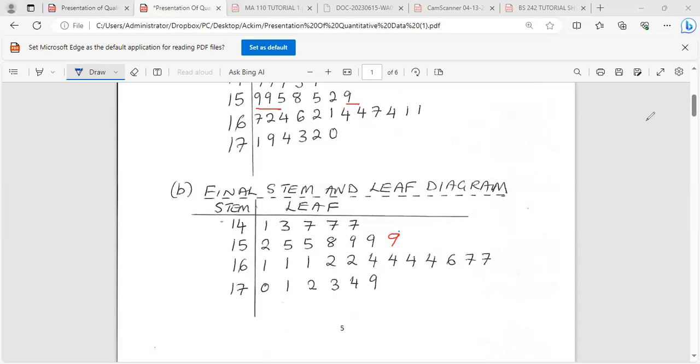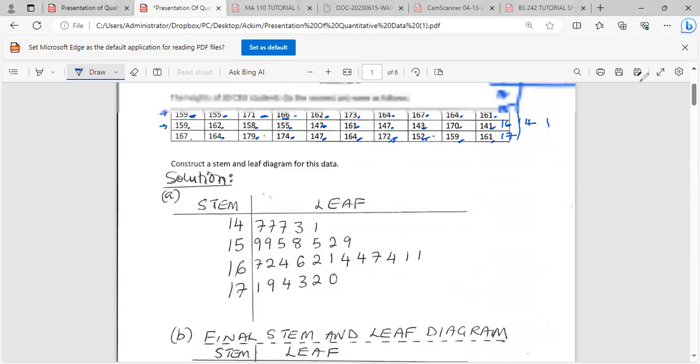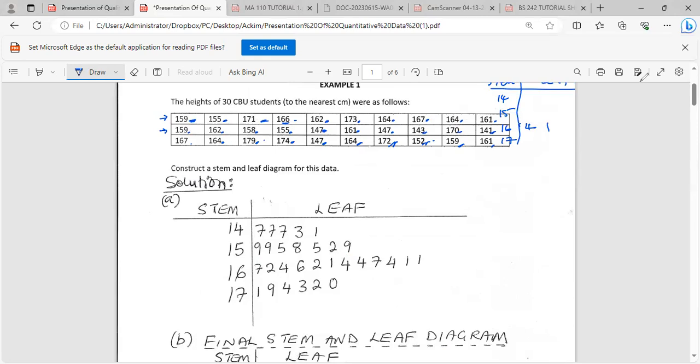155. Where did you put the 5? You left a space and put a 5? Ah, for the one that we were doing, there was a 5. But for this one, I think what he was doing, he was not going the way we were going. For him, he was going down, if you've noticed.